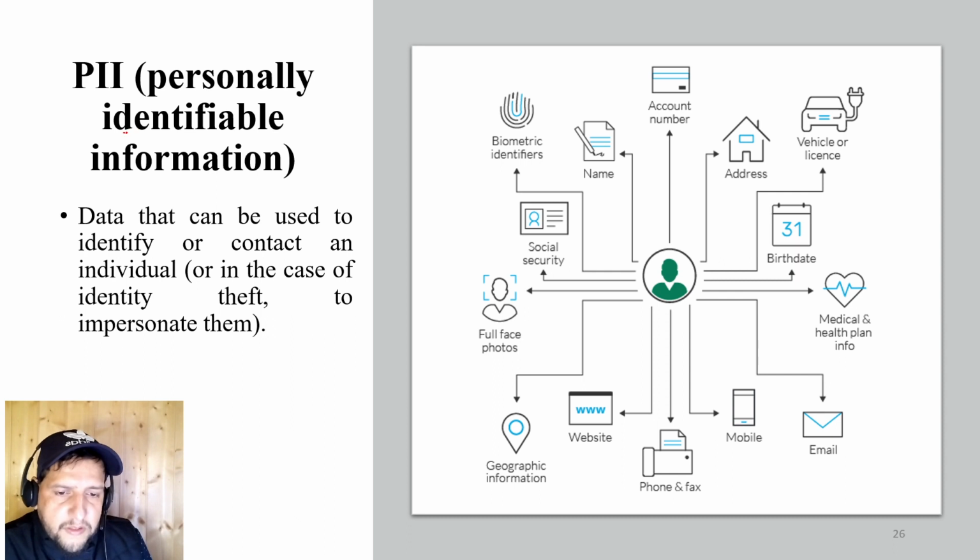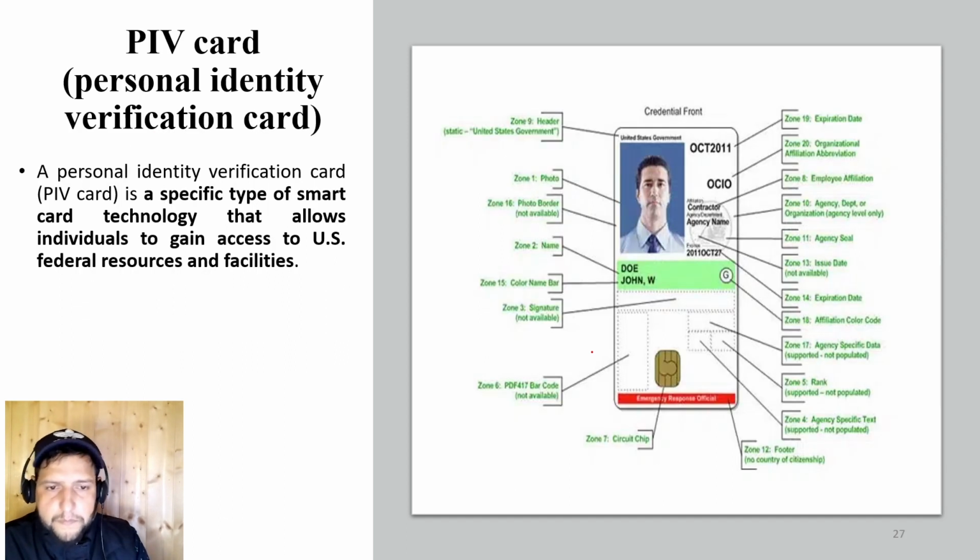PII is personally identifiable information, data that can be used to identify or contact an individual, or in case of identity theft, to impersonate them. So this could be your PII: your name, your address, birth date, and all. PIV is a personal identity verification card. This is a specific type of smart card technology that allows individuals to gain access to US federal resources and facilities. This card has all the details here: your name, your rank, your address, the chip, and everything.